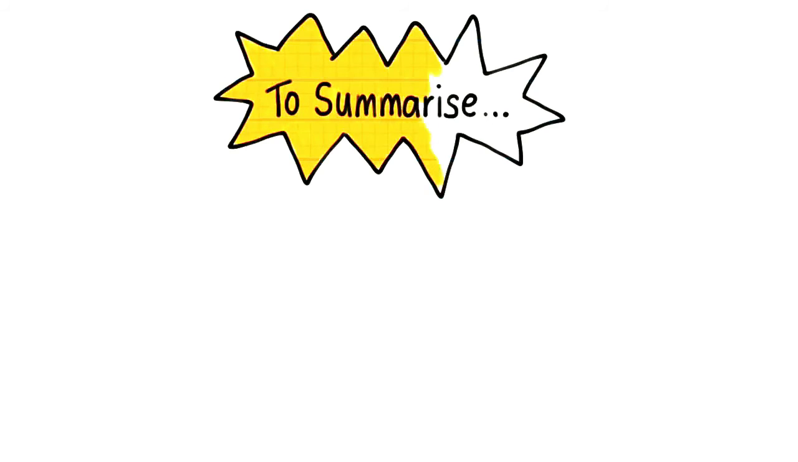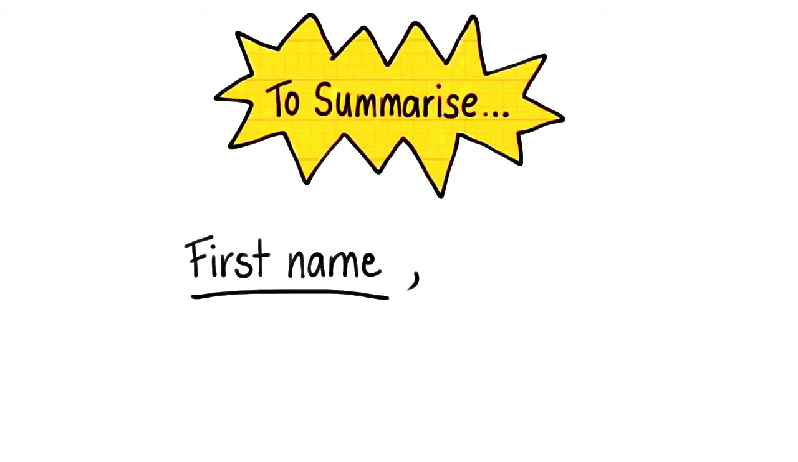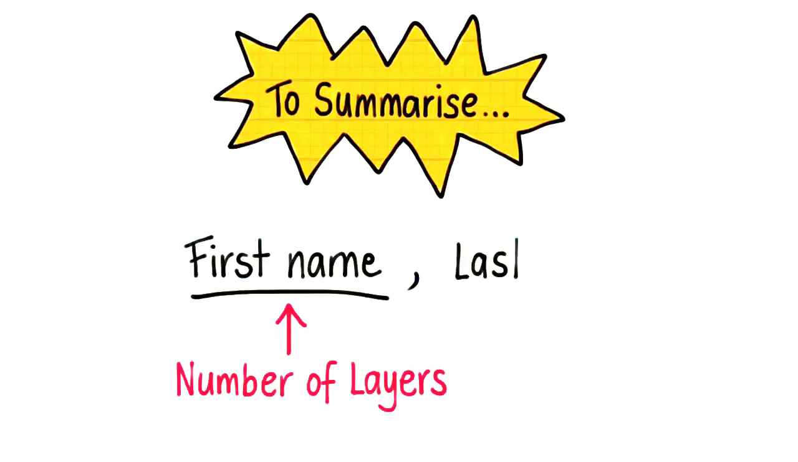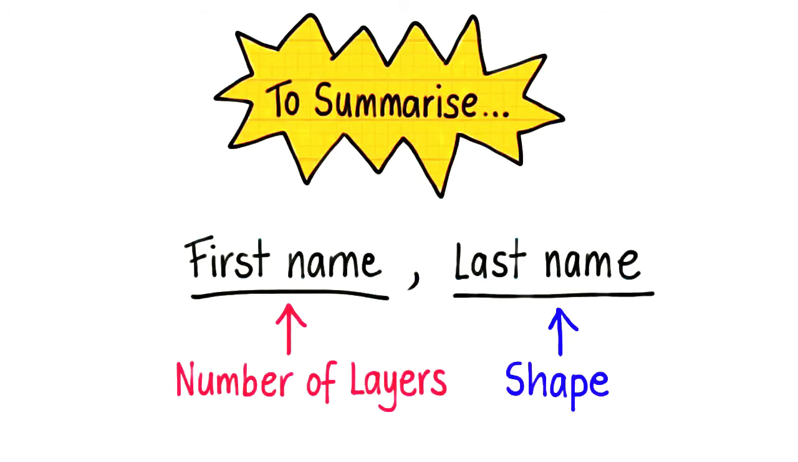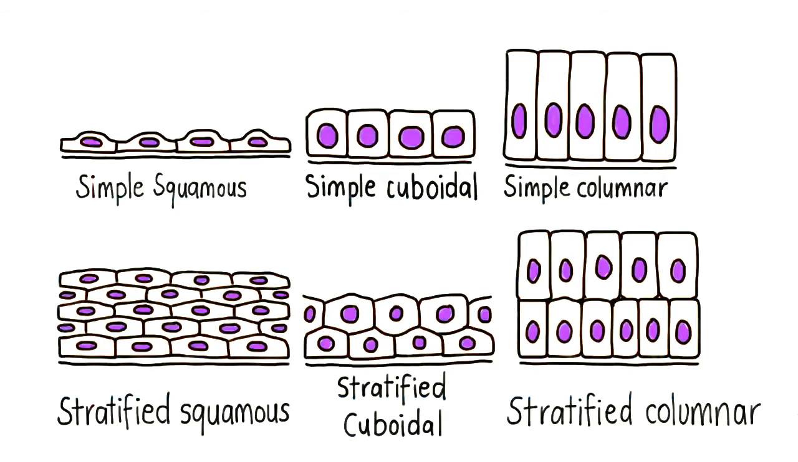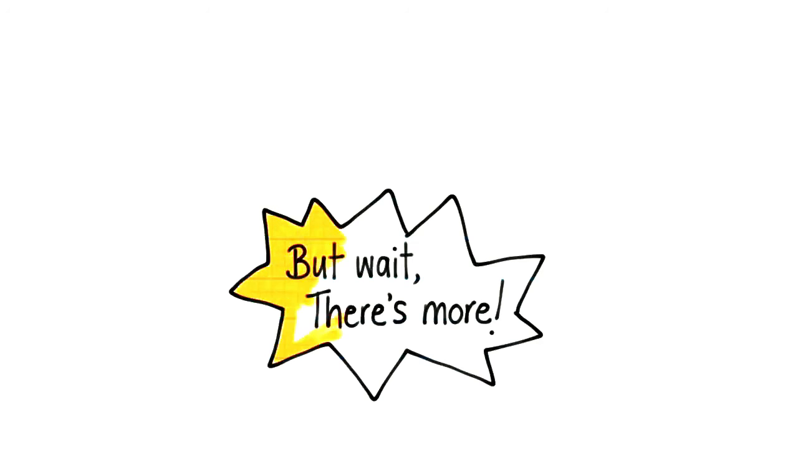So, to summarise, if you're asked to name epithelium, first state the number of cell layers present and then the shape of the cells. Here are some common examples of epithelium: simple squamous, simple cuboidal, and simple columnar. Then there's stratified squamous, stratified cuboidal, and stratified columnar. But wait, there's more.